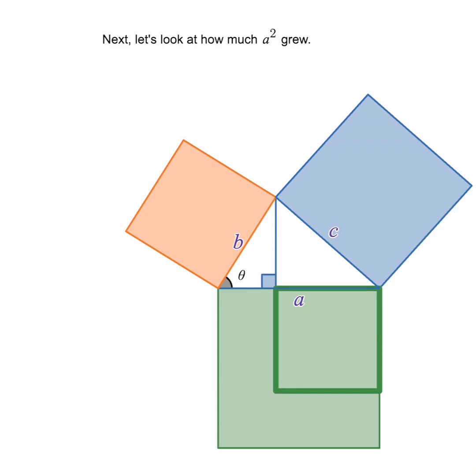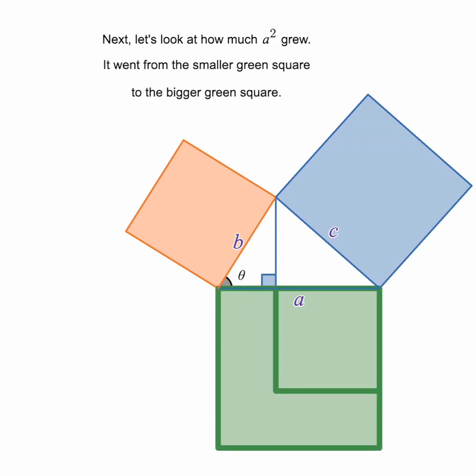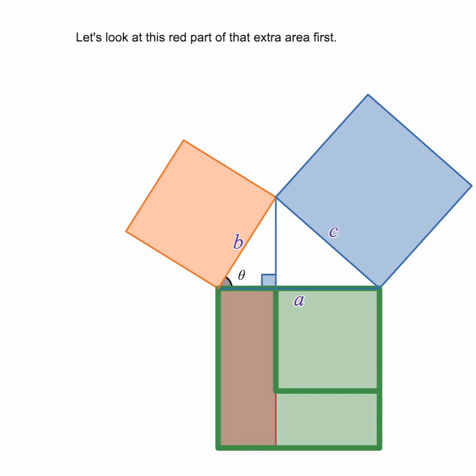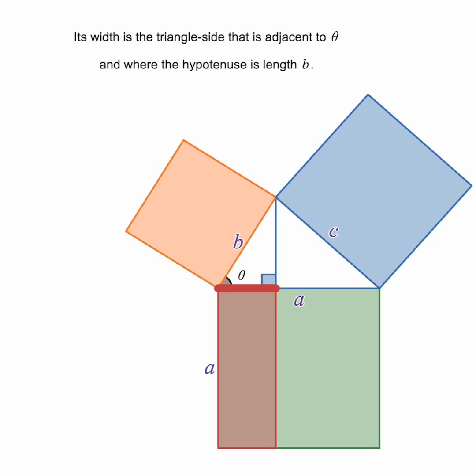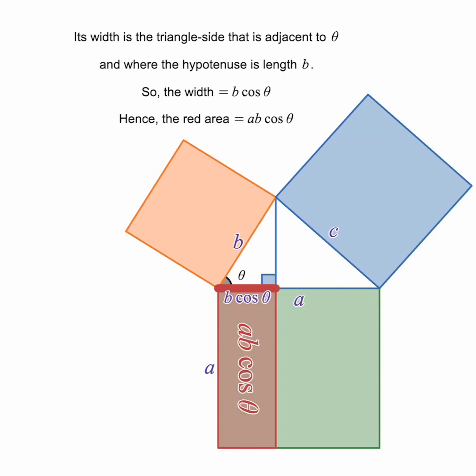All right, well, a squared grew from this smaller green square to this bigger green square. And let's have a look at the sides of that, see how much they grew. Well, we've got this red part here, right, this rectangle as part of its growth. And the height of it is just a, because it's part of an a by a square. Well, what about the width of it here? Well, we've got this side here that is adjacent to the angle theta, and the hypotenuse is b. So this width is just b cos theta, right? And that means that the area of that red rectangle is ab cos theta.